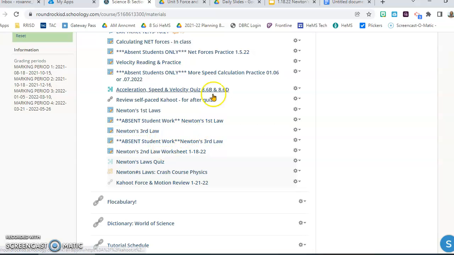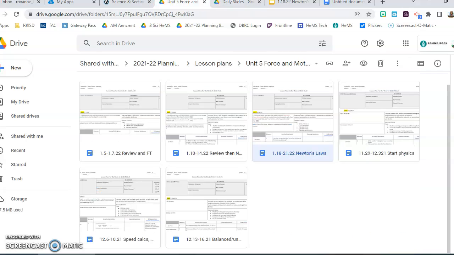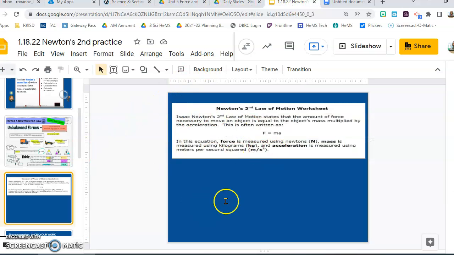So let's take a look at the first problem together because that's something I really want to take a look at with you. Oops. Where'd that all go? All right, here's the directions on top. Sir Isaac Newton's second law of motion states that the amount of force necessary to move an object is equal to the object's mass multiplied by the acceleration. So F equals ma. In this equation, force is measured using newtons, N, mass is measured using kilograms, kg, and acceleration is measured using meters per second squared.